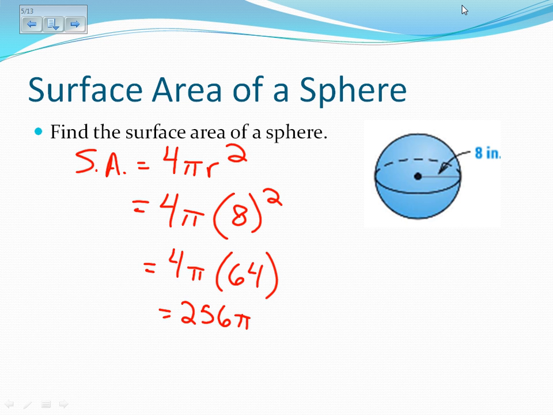Is it cubed or squared? Squared. Why? We're finding an area. We're not finding the volume here. Remember, the peel is all the way around the outside. It's the area. So it's going to be inches squared. Okay? Carlos?